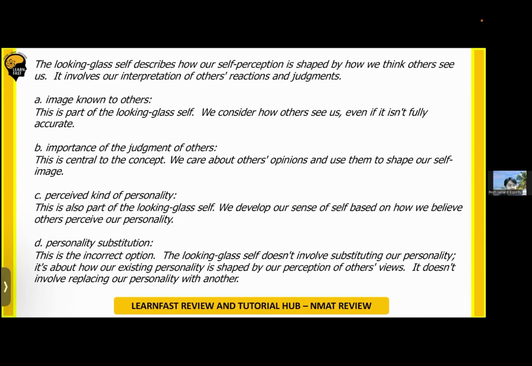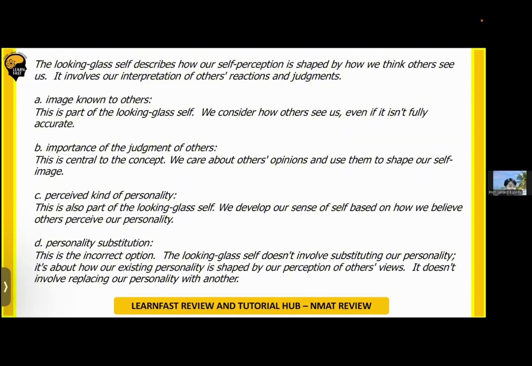So the answer is D, personality substitution. So again, the looking glass self involves a person's image known to others, where we consider how others see us, even if it isn't fully accurate. And it also involves the importance of the judgment of others, our interpretations of the judgment of others. So this is central to the concept. We care about other people's opinions and use them to shape our self-image.